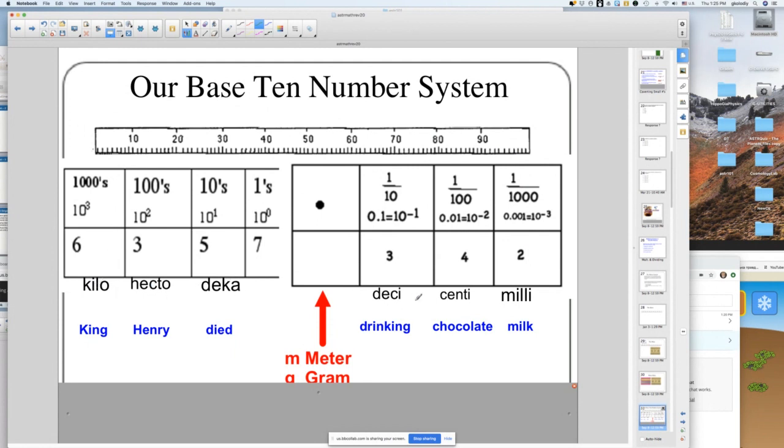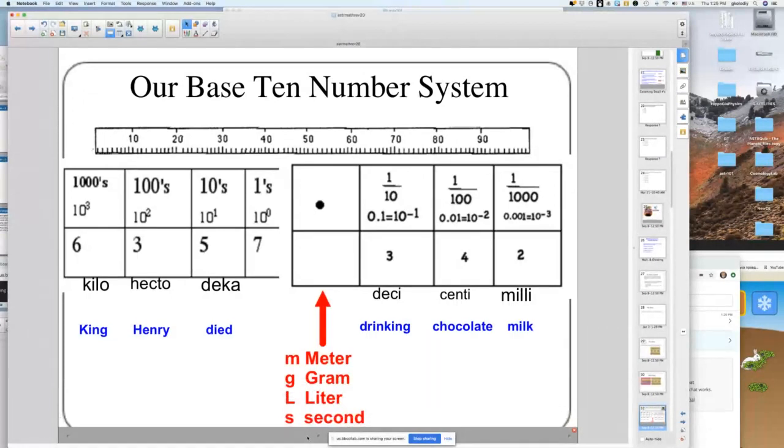Kilo, hecto, deca, deci, centi, milli. So there's a way to sort of help you remember them, and that's called King Henry Died Drinking Chocolate Milk. King Henry Died Drinking Chocolate Milk. And these could be used, no, not just for meter. This could be used for anything. For a gram, I can put gram here. And kilo, I have a kilogram, the hectogram, decagram, decigram, centigram, milligram. Did you take your vitamins today? You took a certain number of milligrams here.